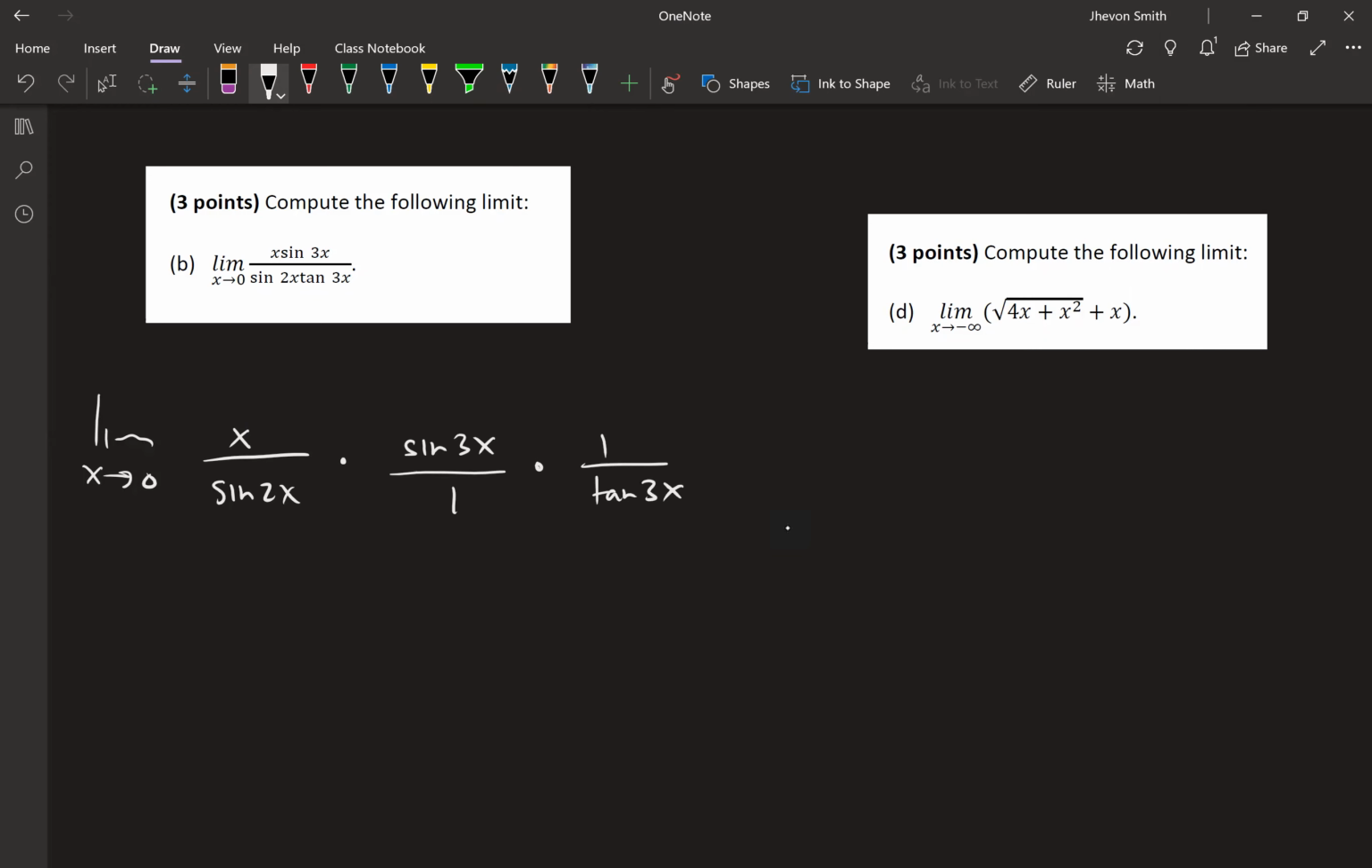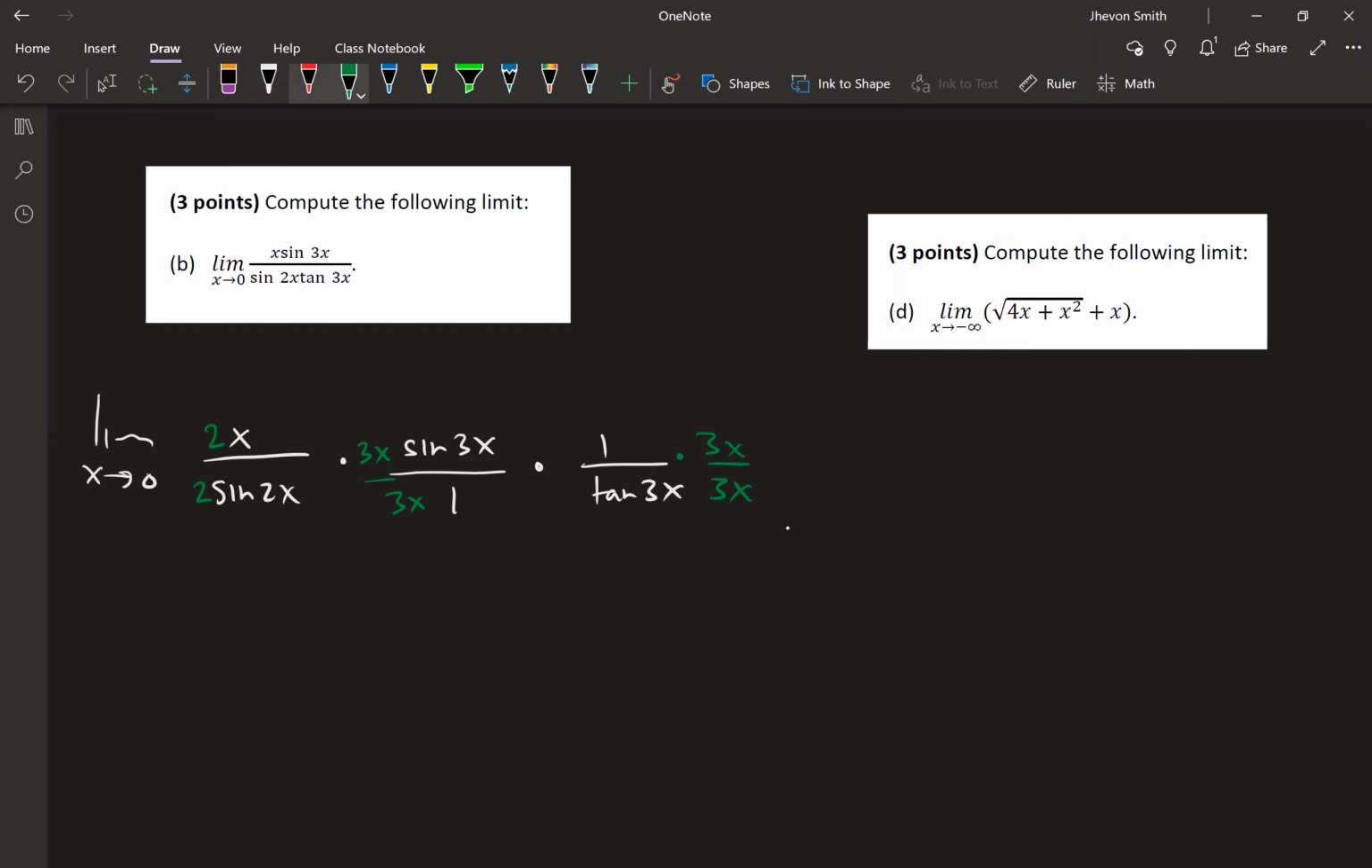So for the first part we can multiply the top and bottom by 2, both 2 and 2. And here, the second part, 3x. And same thing for this part.